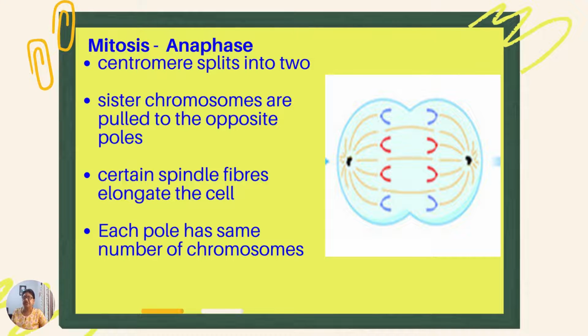Anaphase is the next stage. Here, paired chromosomes separate and move to the opposite ends of the cell. They are called daughter chromosomes. They are pulled by the spindle fibers, which take them away from the center. The spindle fibers then shorten as the chromosomes reach the poles. Certain fibers elongate the cell itself. Now, each pole contains a full complement of chromosomes.